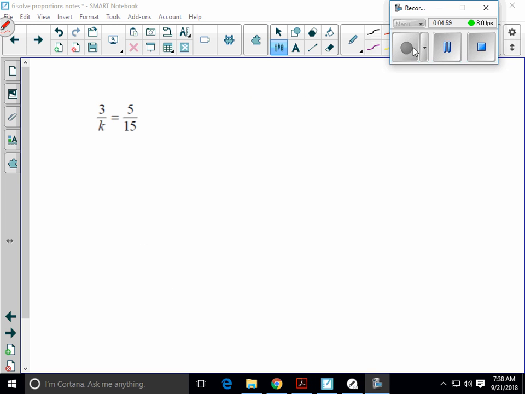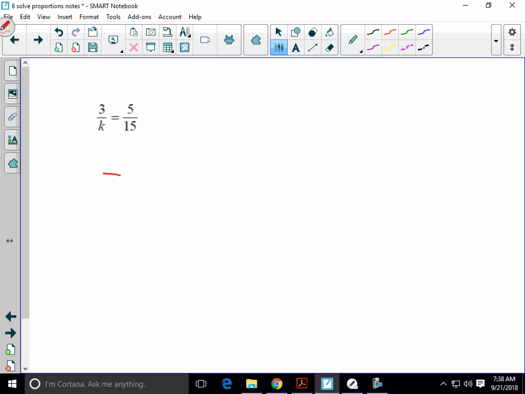Okay, let's take a look at our second example. Again, you can only use this if you have a proportion. You have two fractions with an equal sign in between them. So I'm going to bring down that equal sign. I'm going to cross multiply. So k times 5, I'm going to write on the right hand side. k times 5 is 5k. I have a number and a variable. I just put them next to each other. On the other side, 15 times 3 is 45.